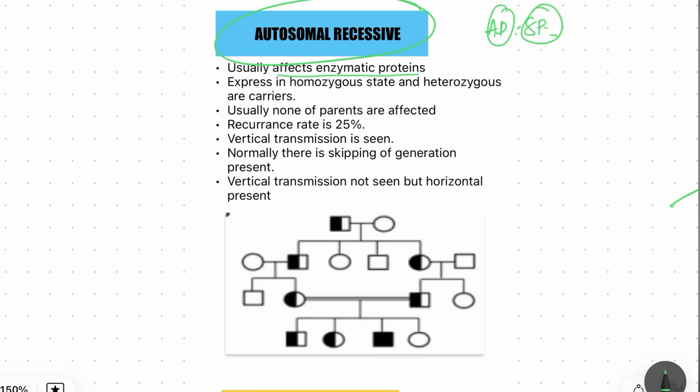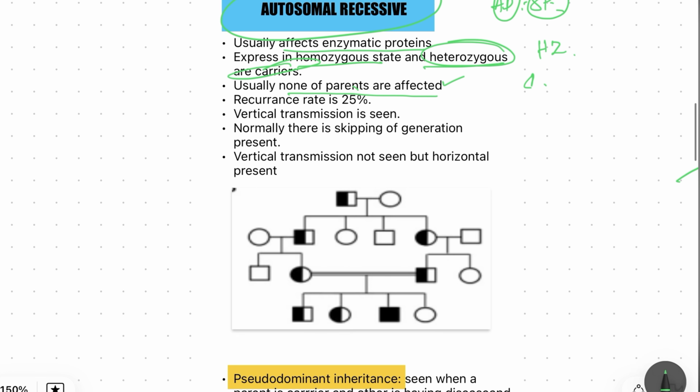Usually it affects enzymatic proteins, whereas in autosomal dominant you are going to see structural proteins affected, and it is expressed in the homozygous state, whereas that will be seen in the heterozygous state. Then here heterozygous individuals will be carriers. Usually none of the parents are affected. So this is important. Another important point compared to autosomal dominant, where a minimum of one parent should be affected. I'm just comparing so that you'll be refreshed if you have watched autosomal dominant, and this is a spoiler to that video. If you watch this, then go back to that video.